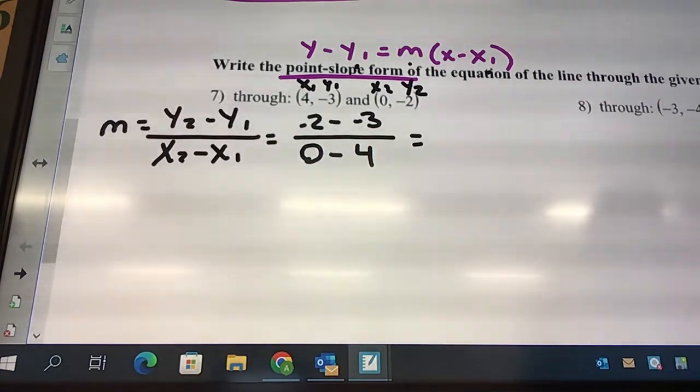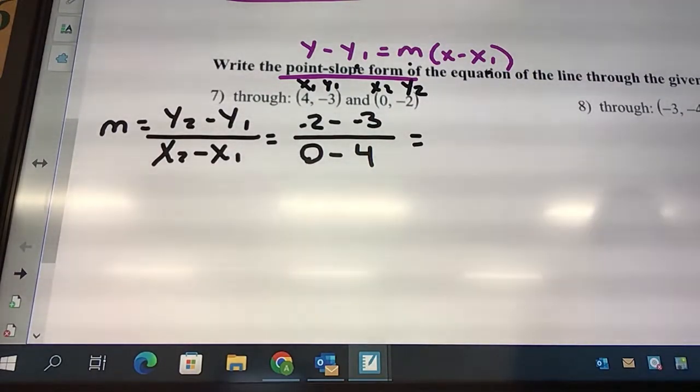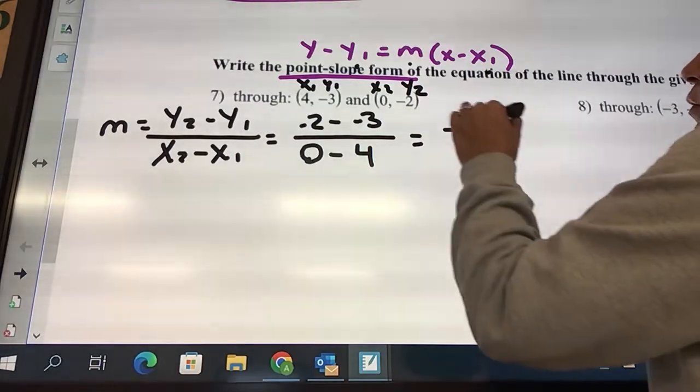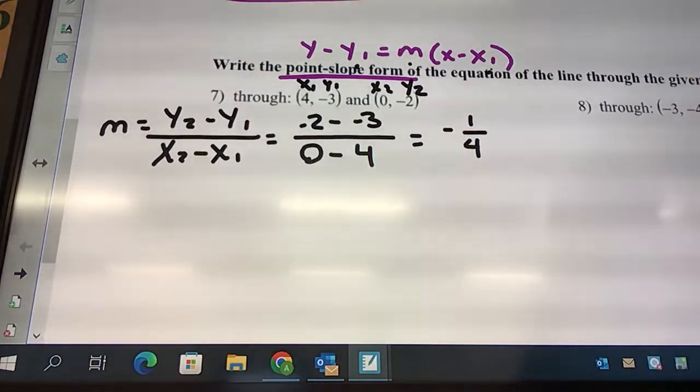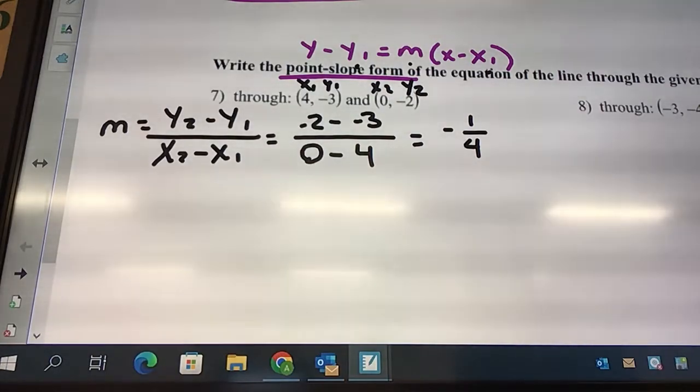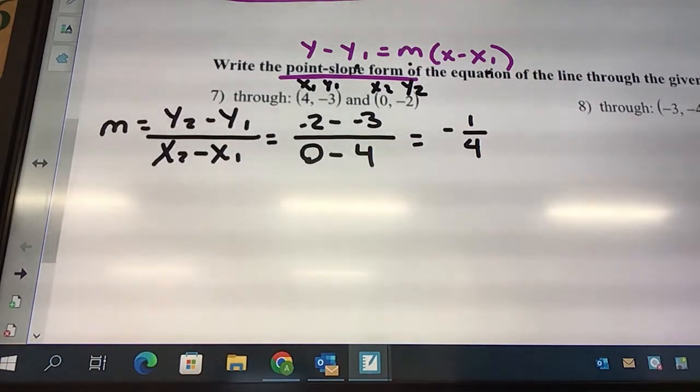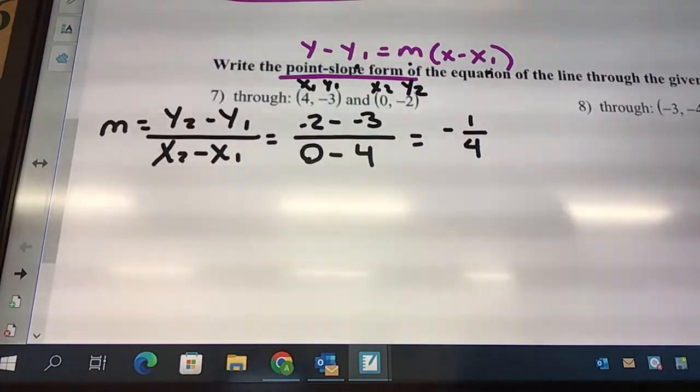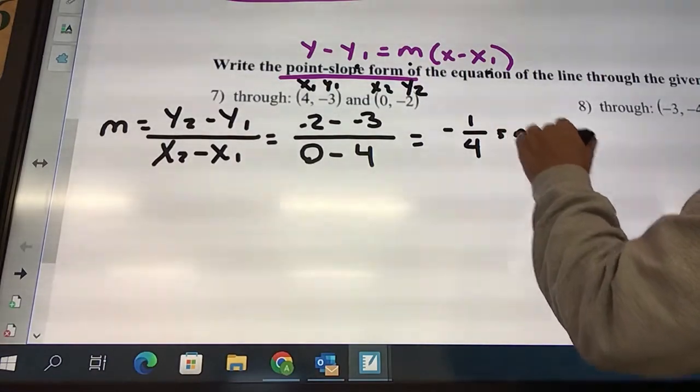Okay, so this should be -1/4. And somebody check my math because I'm doing it kind of quick in my head. Plus 3 is going to be 1/4. So now we know that this is really our m.